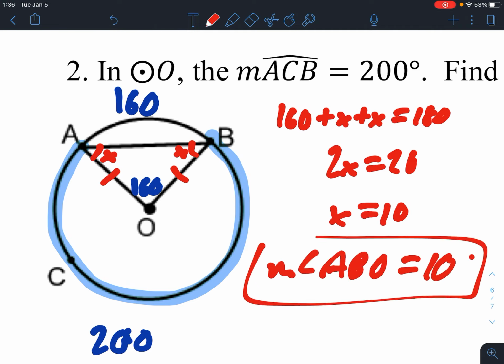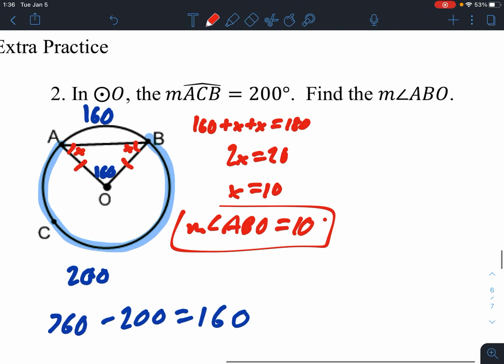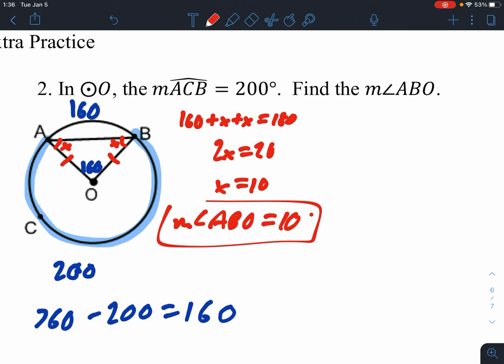At this point, go ahead and pause the video, and I'd like you to try the extra practice 1, 3, and 4. And when you're done, you can unpause and check your answers.